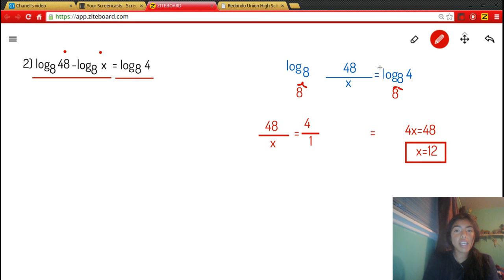Now since they have equivalent logs, we can cancel them out, like I said before. So we take the base and make it into an exponent itself. Use log of 8 as an exponent, and you're going to cancel them out. So you're just left with your digits. Then you have 48 over x equals 4 over 1, or 4. You're going to cross multiply, leaving 4x equals 48, and x equals 12. Very simple and straight to the point. Now, let us move on to our next one.